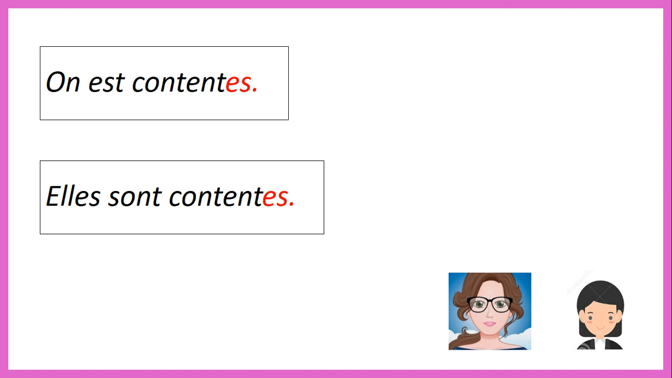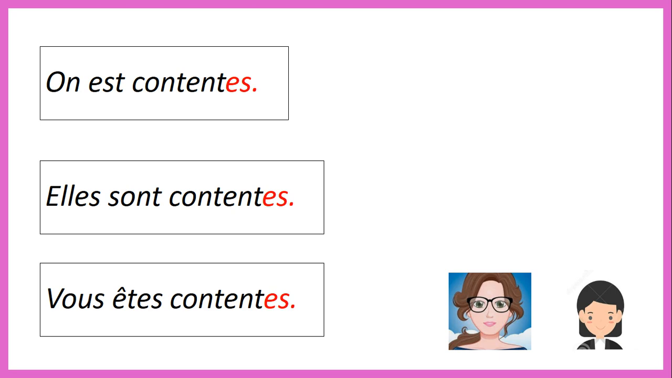Or I can speak for them and I say, elles sont contentes. So they are happy or content. Here again, we have the e and the s because we're speaking about two women. Or vous êtes contente. Again, I am speaking to them. So as I'm saying, you are happy or content.